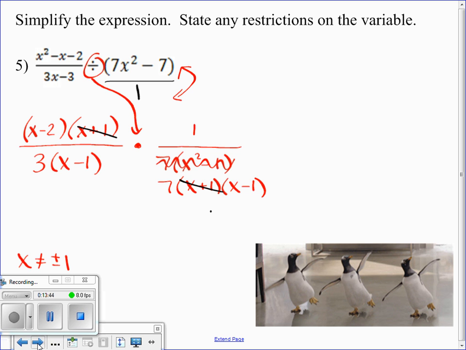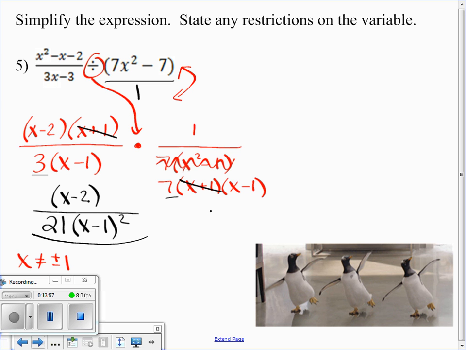So on the top, what do we have? Just an x minus 2. And on the bottom, 21 and x minus 1 squared. Or x minus 1, x minus 1, if you're more comfortable seeing it written twice. So just be careful: if it's not a fraction, put it over 1. That way you can actually still flip it. When you take out a GCF, look for it, and sometimes it factors further.